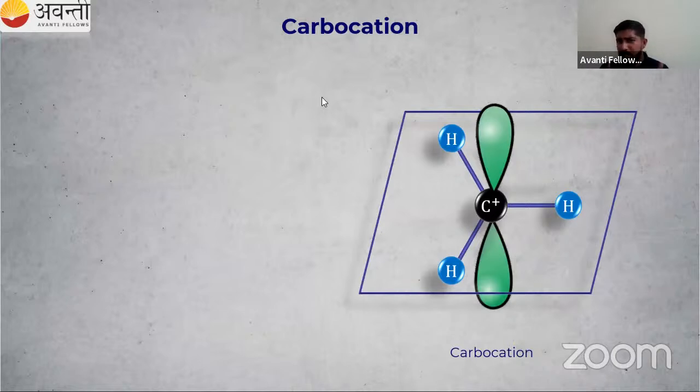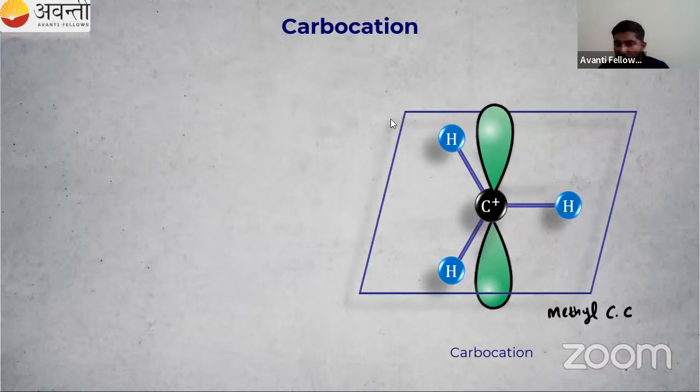So can you tell me whether this is methyl, primary, secondary or tertiary? Anyone? There is one hydrogen, one hydrogen, one hydrogen, so I can call it a methyl carbocation. I'm writing CH3+. That is our carbocation, so you have to understand that.